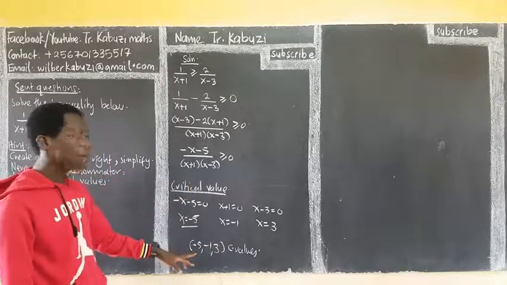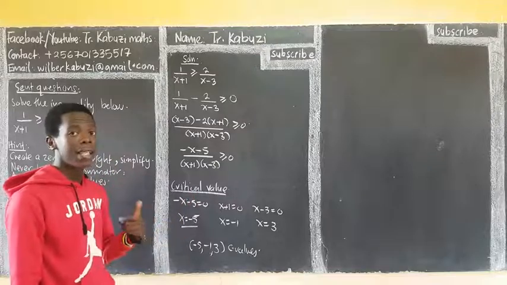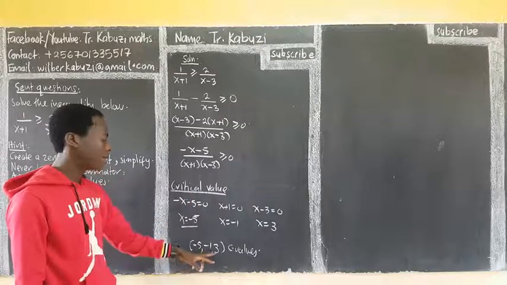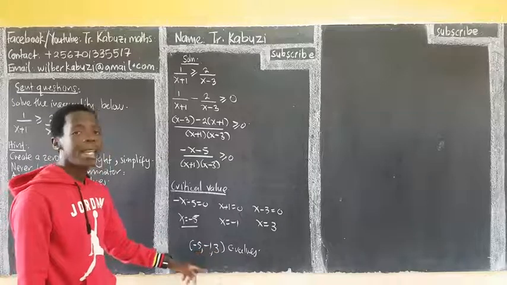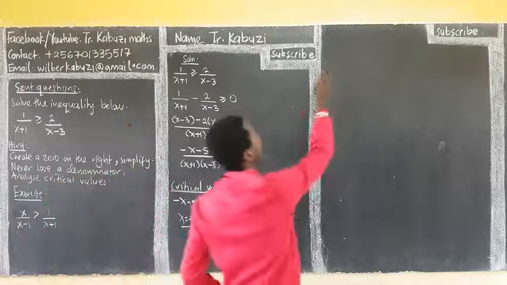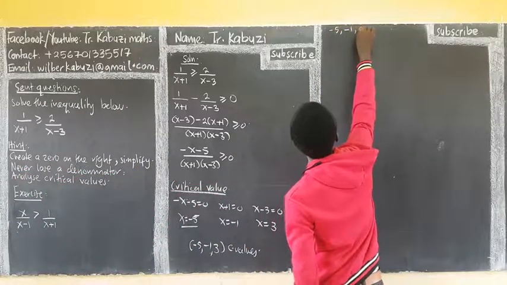Now, from here, after getting the critical values, we arrange them from small to big in ascending order. That's why I started with negative 5, negative 1, then 3. Then after, analyze these critical values. So, you see, I have negative 5, comma, negative 1, and 3.